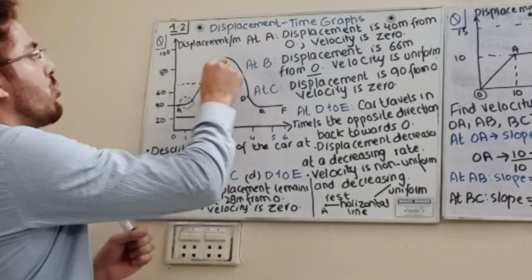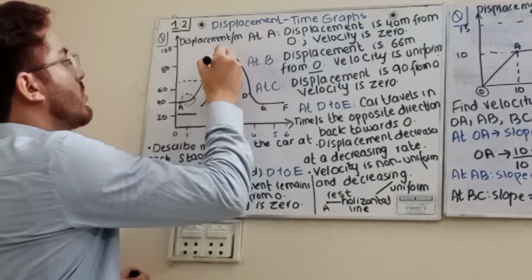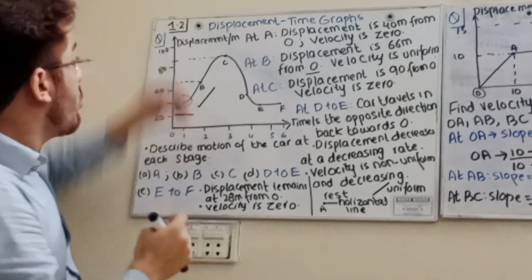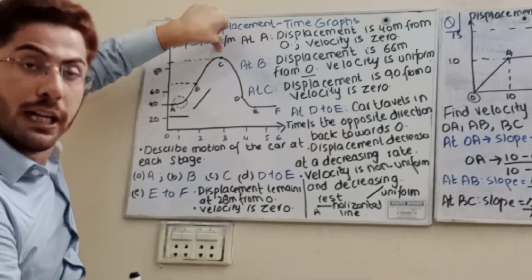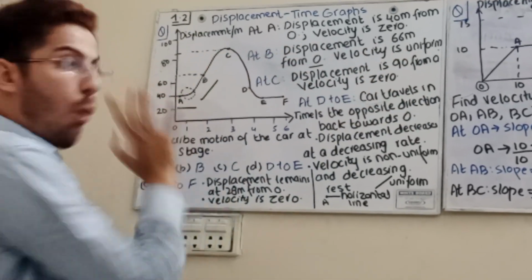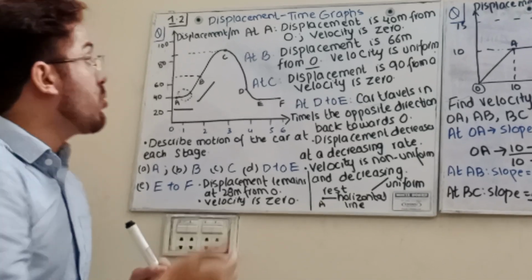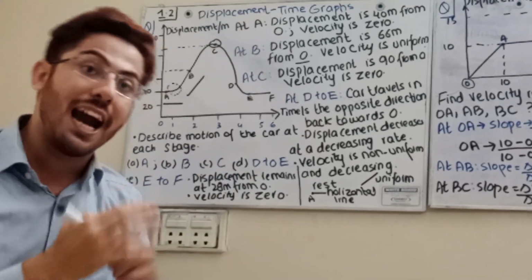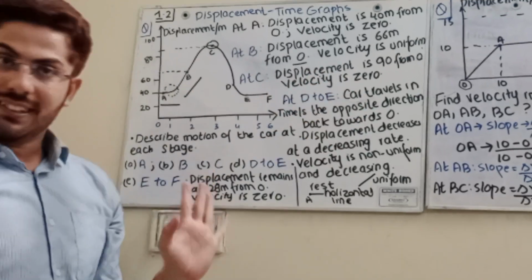Now, what about C, student? C is basically at the maximum height. At the maximum, you are going to write displacement is 90 from O. Or you are going to say at this point again it is at rest point, velocity is 0.